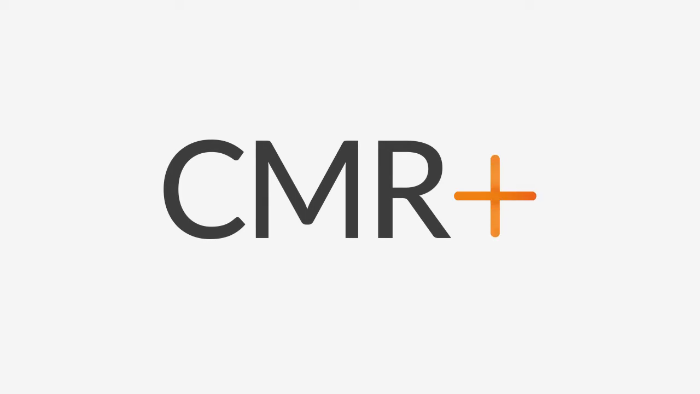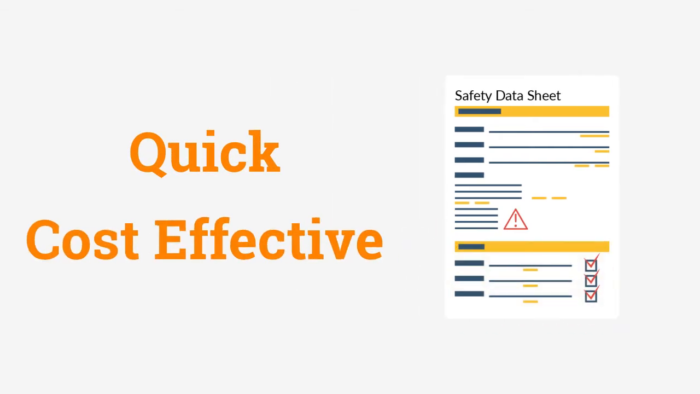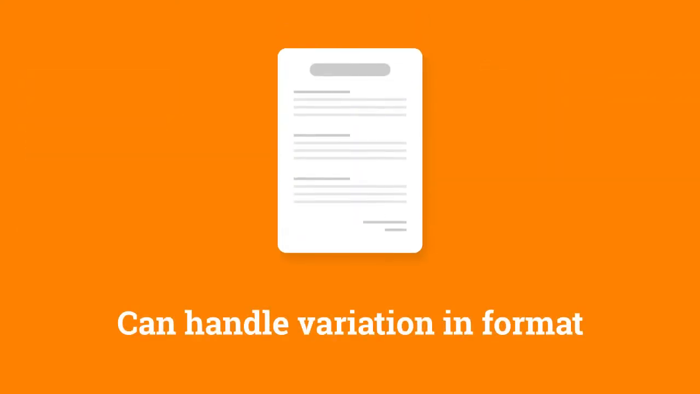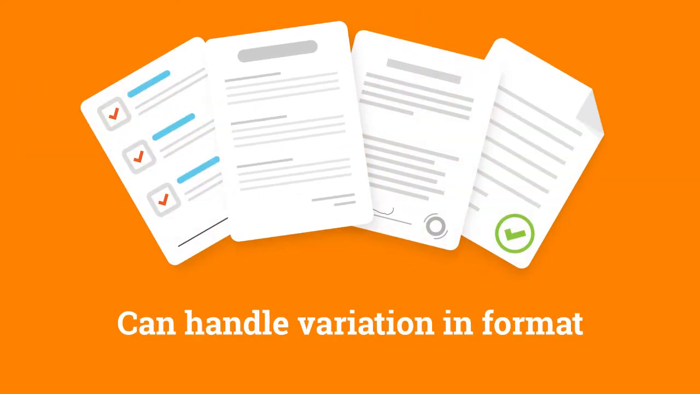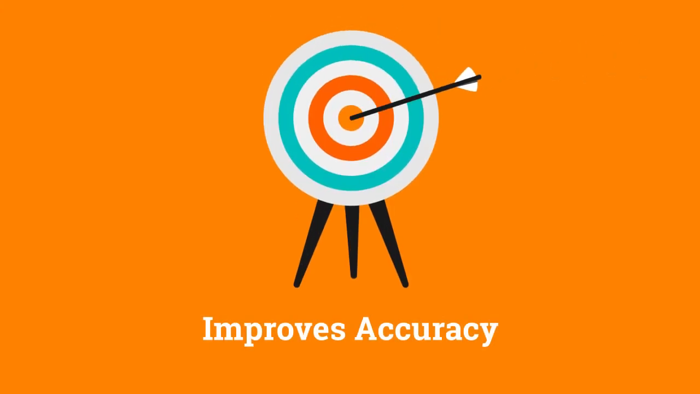But you can use CMR Plus to automate the speedy, accurate processing of data from a wide range of documents. Safety data sheets are a good example. With AntWorks CMR Plus, extracting that data is quick and affordable. Thanks to its powerful AI, it can process at scale. It can handle a huge variety of formats without intervention, and it can help improve your accuracy. So let's watch CMR Plus at work.